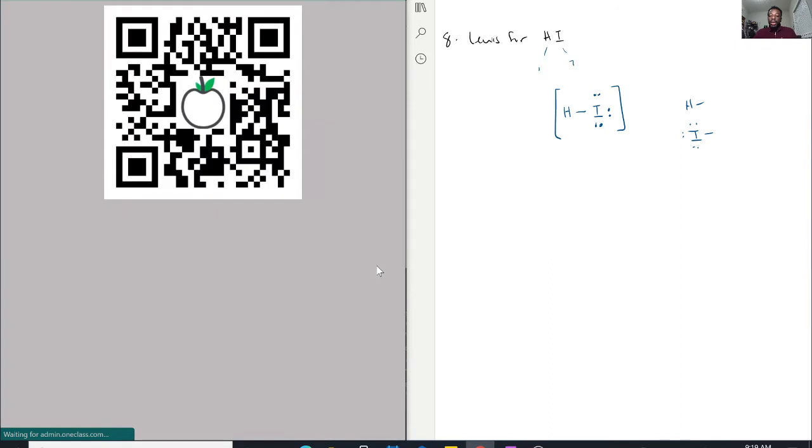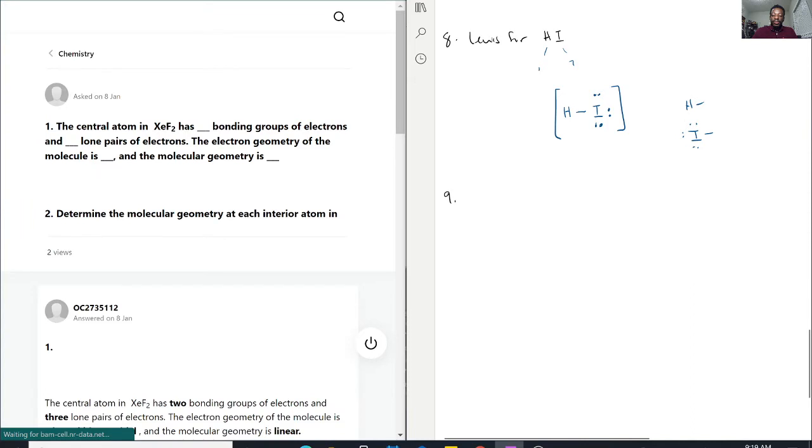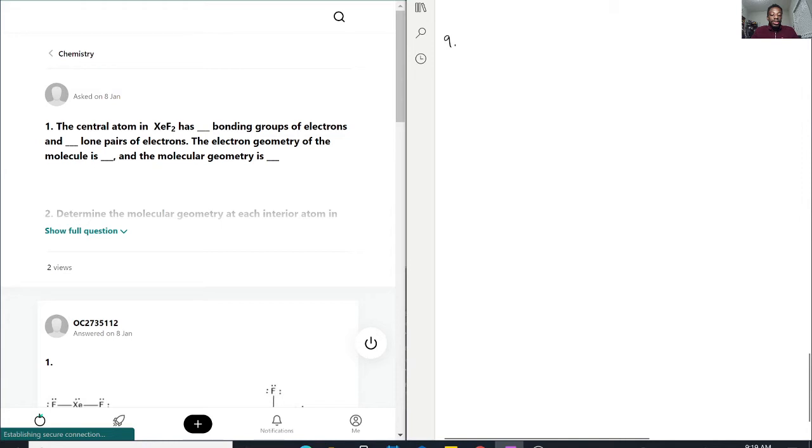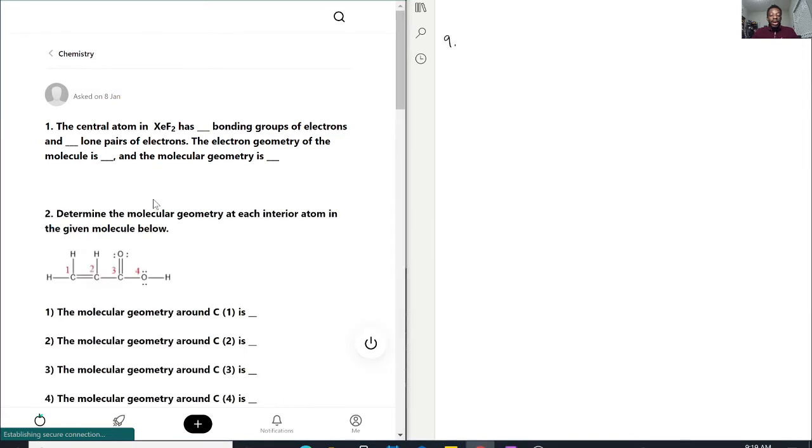Let's move on to question number 9. Okay. This one is telling us now several steps dealing with different types of Lewis structures and the electron geometry. So for part 1 of question 9, it's telling us that xenon difluoride has blank bonding groups of electrons and blank lone pairs of electrons. And the electron geometry of this molecule is blank, and the molecular geometry is blank.